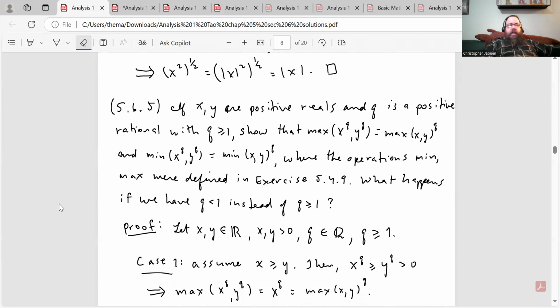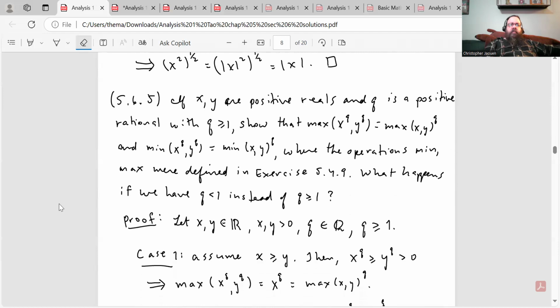Okay, and then last question, 5.6.5. Again, relatively quick proof. Let me read out the problem first. If x, y are positive reals and q is a positive rational with q greater than or equal to 1, show that max(x^q, y^q) equals (max(x, y))^q, and the same thing for the minimum, where the operations min and max are defined in exercise 5.4.9.